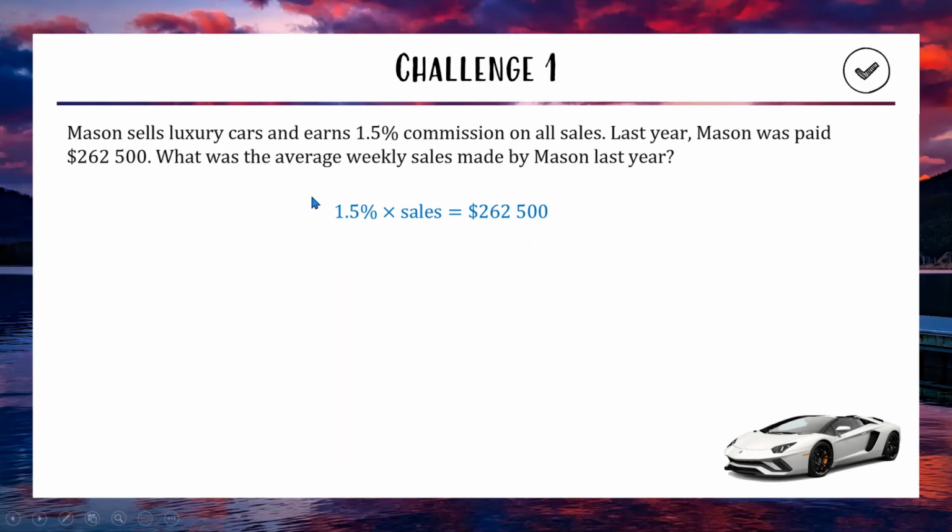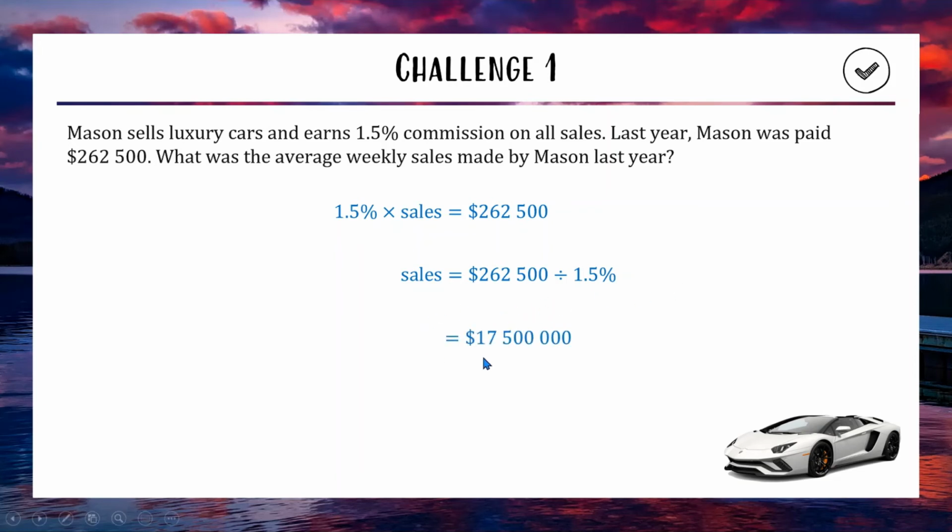So here we have an equation that we want to solve for sales. If we think about this as something times X, how do we usually get rid of the something times? Well, we're smart and we work backwards and we do a division. So we're going to do sales is equal to 262,500 divided by 1.5%. This is straight away going to give us our answer, a pretty large number of $17.5 million.